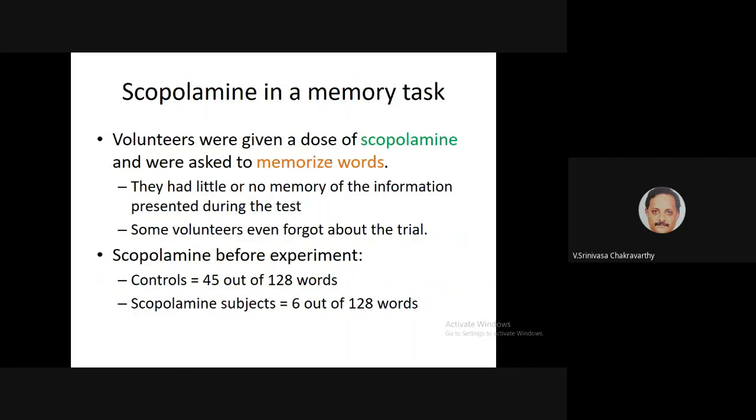volunteers were given a dose of scopolamine and they were asked to memorize some words, right? And after that, they were asked to recall the words, and they couldn't recall many words. They couldn't store them, so they couldn't recall. And some volunteers even forgot about the trial. They didn't even remember that they went through this kind of trial. The memory loss was so profound.